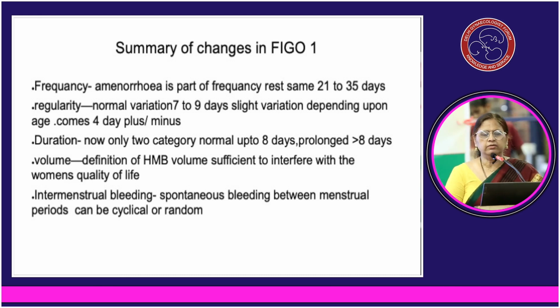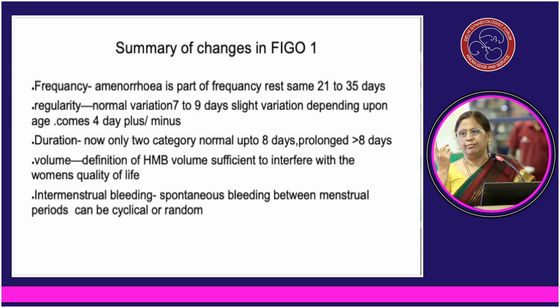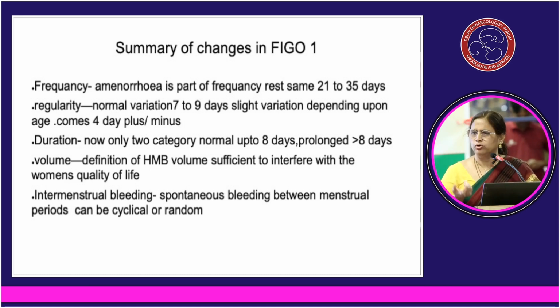And duration, we were using in FIGO 1, the duration should be 2 to 8 days. But now in the new classification, they have said that any bleeding, if it is more than 8 days, is abnormal. If it is even for 1 day, it should be taken as normal. Patients usually come to us with bleeding only for 1 day or 2 days. We can very well tell them that this is normal; it should not be more than 8 days, then it will come into abnormal uterine bleeding.